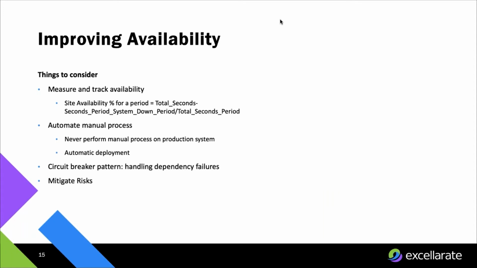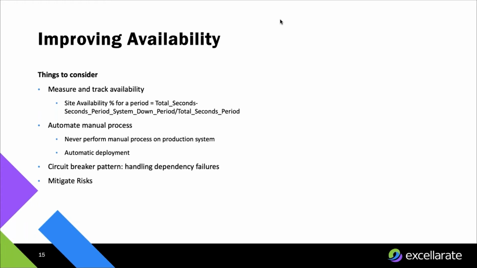So one of the formulas for measuring site availability is: site availability percent for a period is equal to total seconds minus the seconds the system was down, divided by the total seconds, if you are monitoring in seconds. So basically, the total number of seconds that the system is expected to support, minus the downtime in seconds, divided by the total number of seconds. That's how we determine if it is 99% availability, 98.5, or whatever, right?